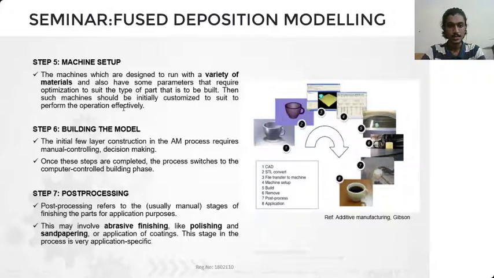Then the physical model is built upon the print bed. For the first few layers, manual controlling and decision making is required, and once the machine has printed 2 to 3 layers, it can take over the control and carry out the operations automatically. And finally, the post process or finishing process. Finishing mainly depends upon the application or the product. It can be abrasive finishing, polishing, or just sandpaper finishing, depending upon the application.